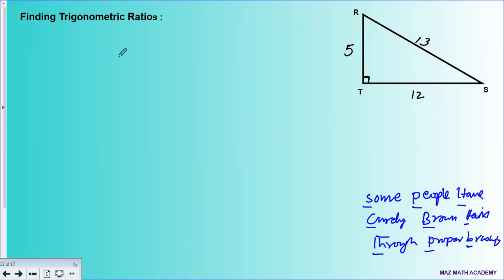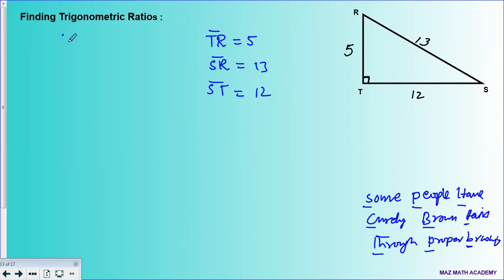Now we can use these trigonometric ratios to find missing sides, or to calculate the ratios of the sides of any right triangle. Let's suppose we have a right triangle in which the side lengths are given. The length of side TR equals 5. The length of side SR, which is the hypotenuse, equals 13. And the length of side ST, the adjacent side, equals 12.